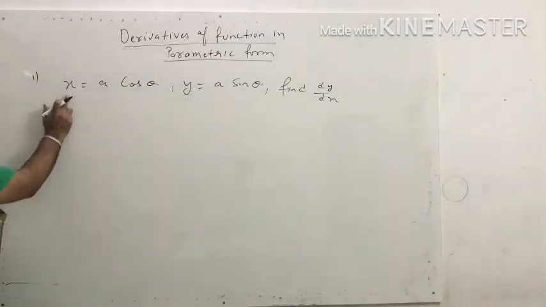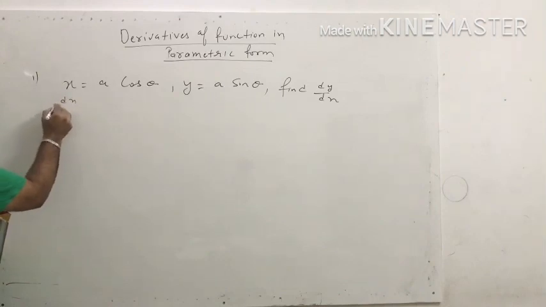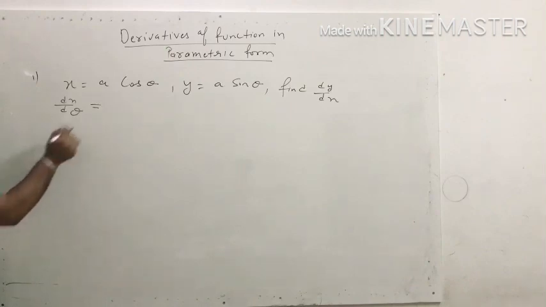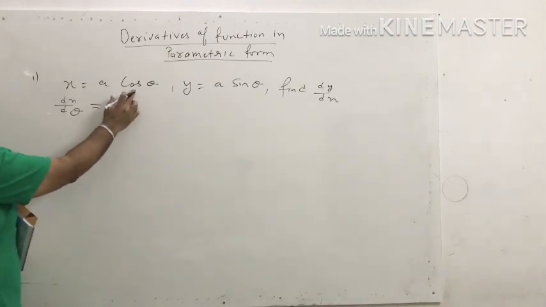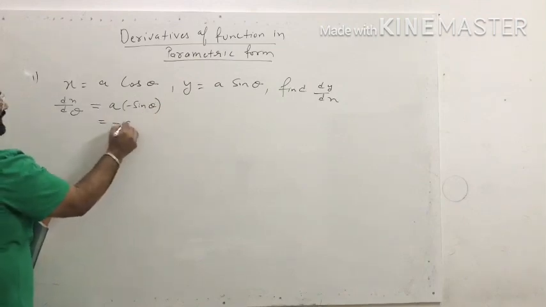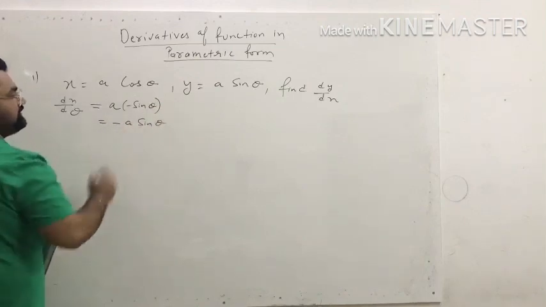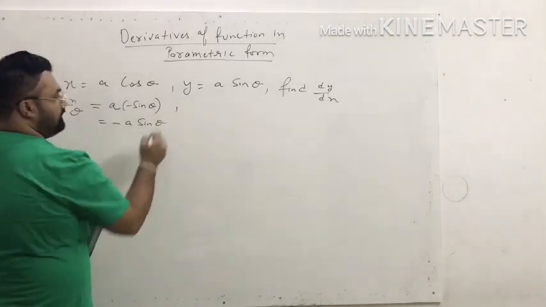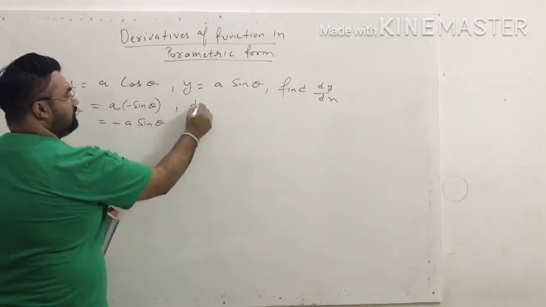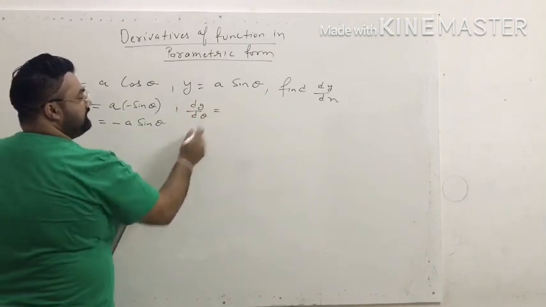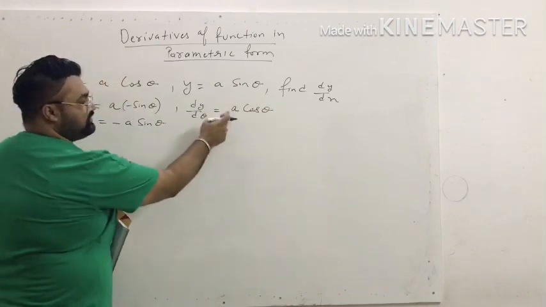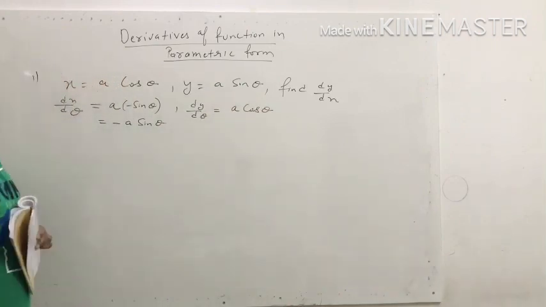First of all, derivative of x with respect to theta. dx upon d theta. a is constant. Derivative of cos theta is minus sin theta. So the answer is minus a sin theta. After that, derivative of y with respect to theta. dy upon d theta equals a, which is constant. Derivative of sin theta is cos theta.